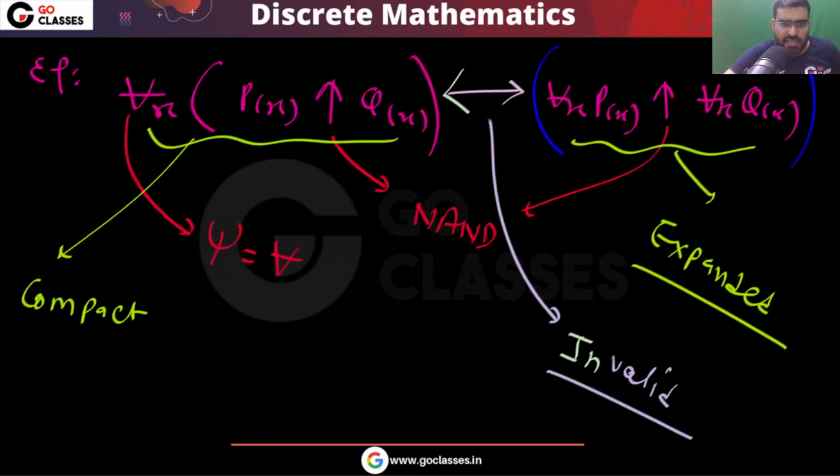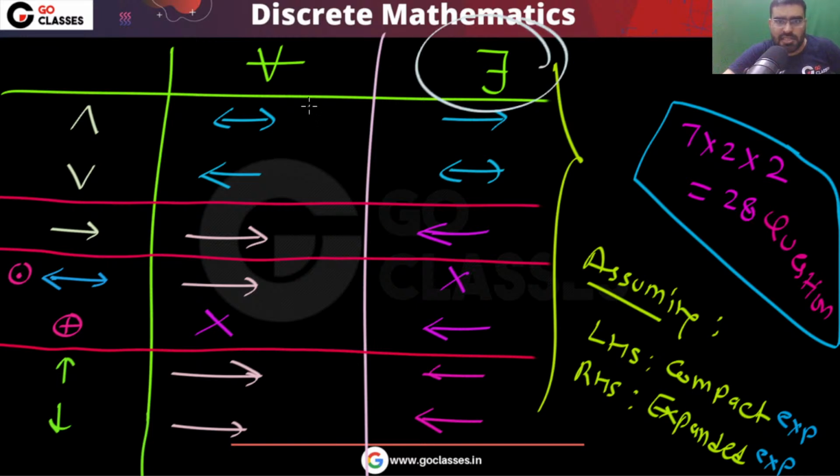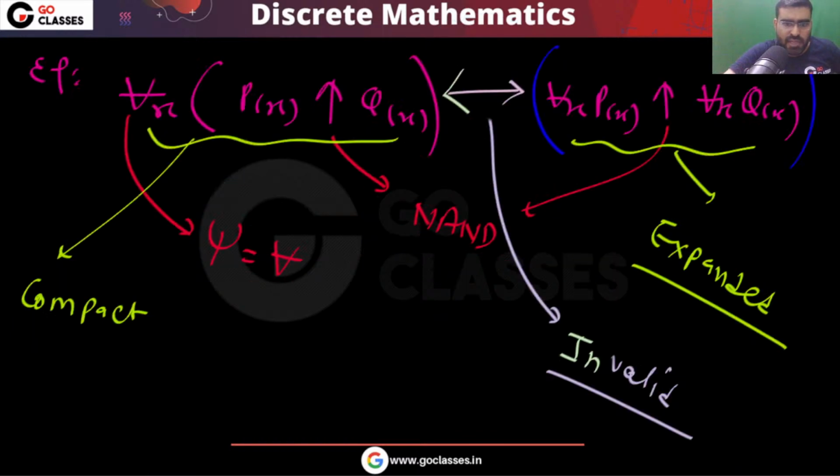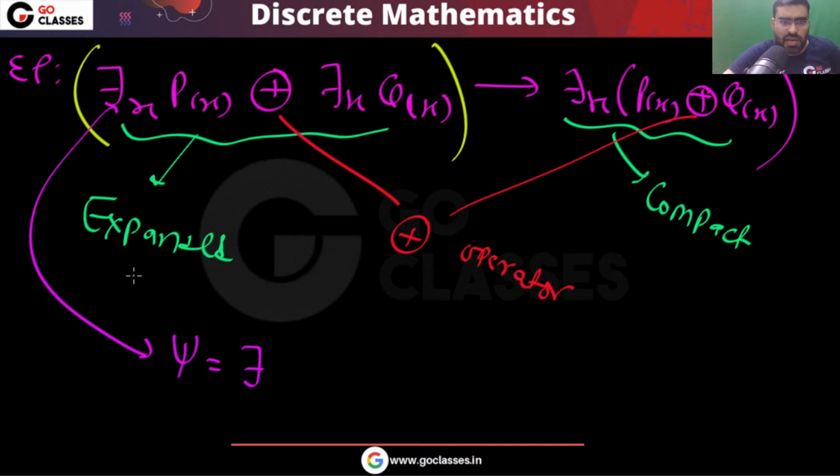So you can notice this is the existential quantifier, and this is exclusive OR. So we should go from expanded to compact, right? Correct, Ratul, Sumant? Yes or no, Sukesh? So we should go from expanded to compact. Yes, we are going from expanded to compact. So this is actually valid.